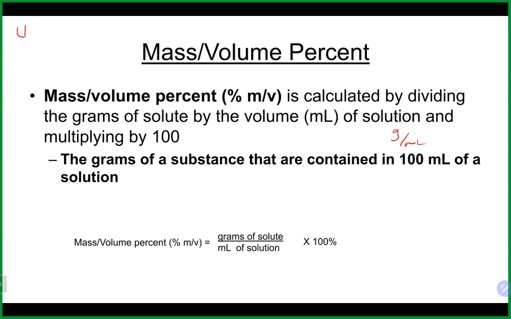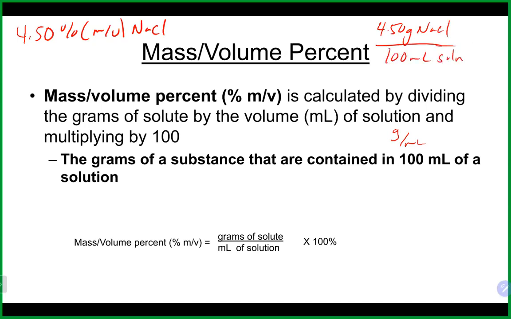If you take our same example, a 4.5% mass to volume sodium chloride solution, that would mean that you had 4.5 grams of sodium chloride in 100 milliliters of solution. Or again, you could flip it around: 100 milliliters of solution would contain 4.5 grams of sodium chloride in this example. So once again, like all the other percent concentrations, you definitely can convert them into usable conversion factors. Or again, you could just plug and chug into the formula there on the bottom.